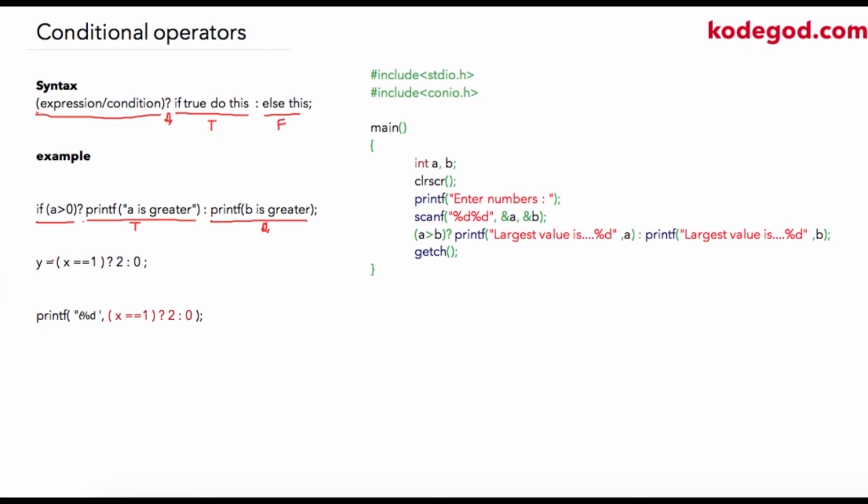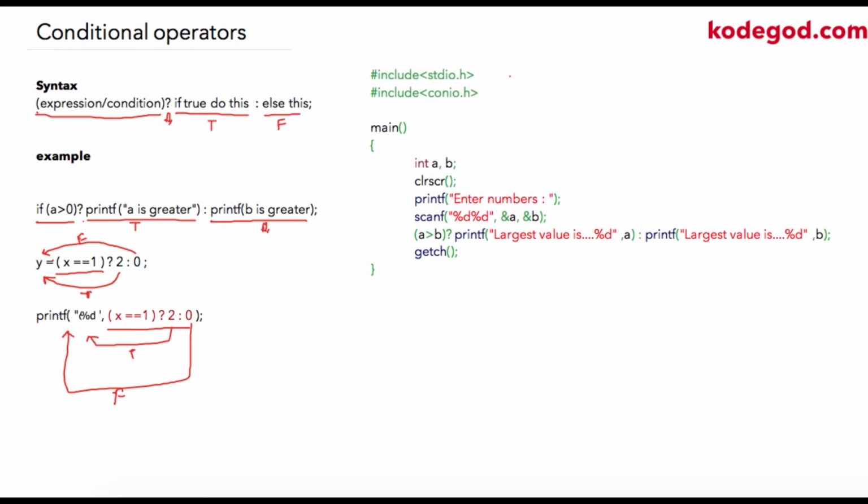They can also be used for assigning values to a variable. If this is my condition, x equal to 1, this value will be stored into y if it is true. Else 0 will be stored into y if the condition is false. Instead of using assignment, we can also directly write those values into the printf statement like this. So if x is equal to 1, 2 will get printed, else 0 will get printed if the condition is false.